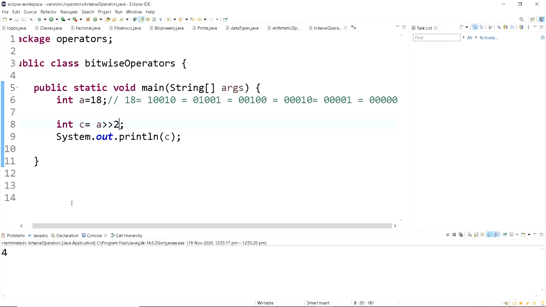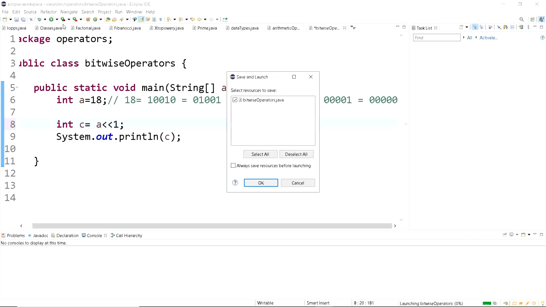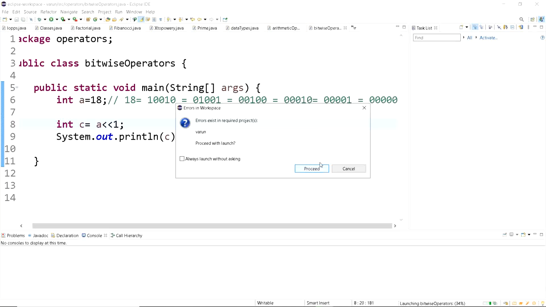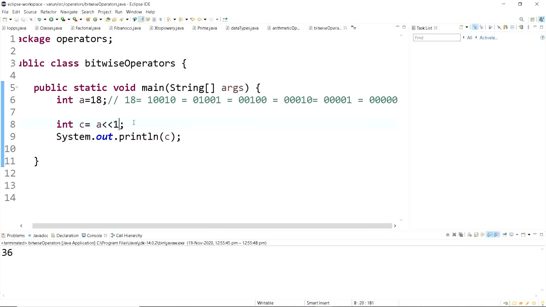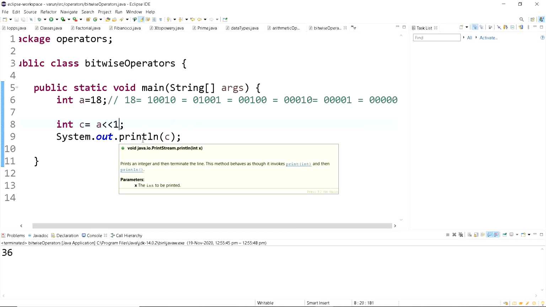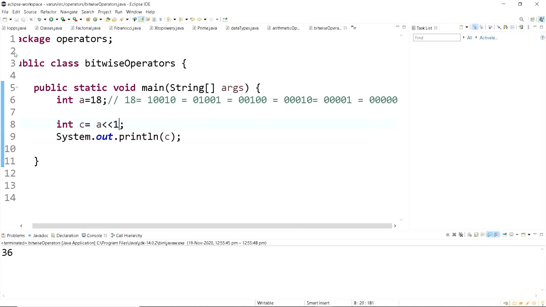And left shifting is quite opposite to this. That is, the value gets doubled up. So if you do, let's do it one time. If you do left shift here, 36, 18 into 2, 36. So this is how bitwise operators work. Now let's see what comparison operators are.